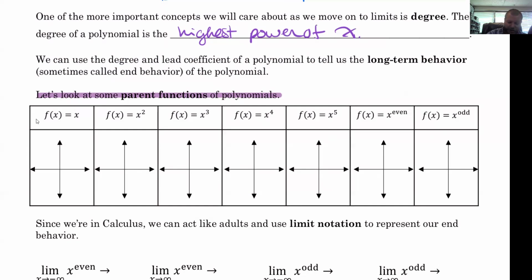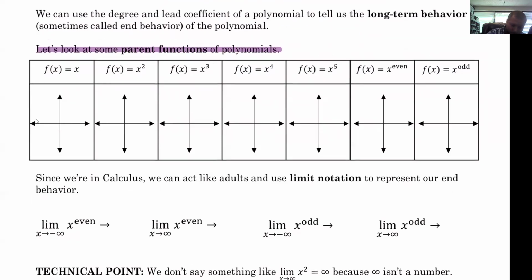All right, so in terms of shapes, whoops, that's a highlighter. f of x equals x is just a line, a linear function. It would look like this. f of x equals x squared, that's a quadratic. It would look like this. x cubed looks like that.